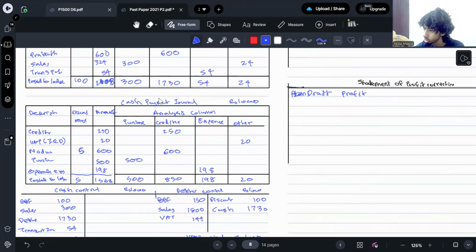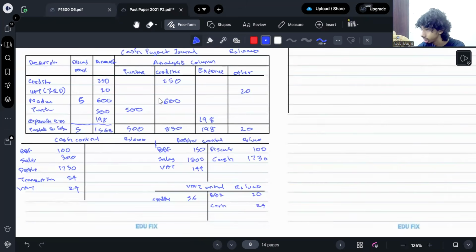Then cash payment journal. Discount received will be credited to discount received account, creditors debit. Purchases credit 500. Creditor credit 850. Expenses, operating expense 198. VAT paid to Inland Revenue Department 20. Then VAT account debit, cash for IRD 20.